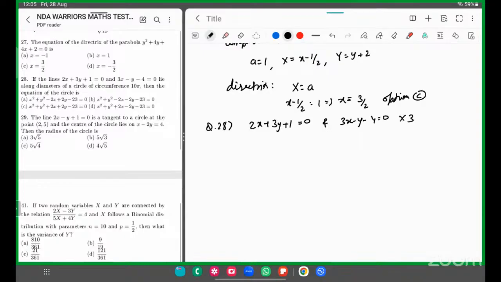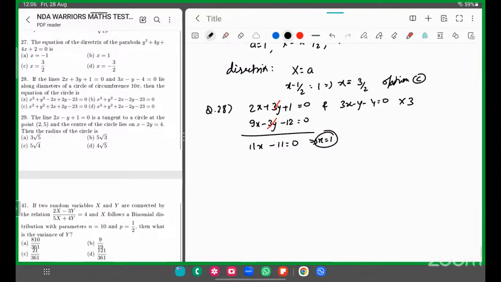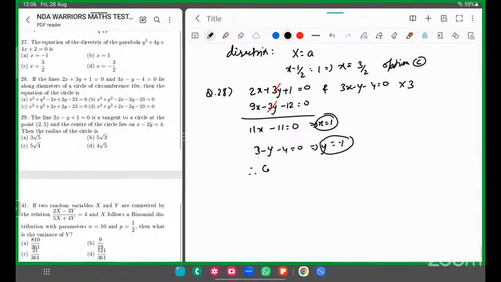Multiply this equation by 3. It becomes 9x minus 3y minus 12 equal to 0. These two will cancel out. 2x plus 9x will be 11x minus 11 equal to 0, x equal to 1. Putting this value of x in the above equation, you will be getting 3 minus y minus 4 equal to 0. This implies y equal to minus 1. So this is my center. Center is 1 comma minus 1.